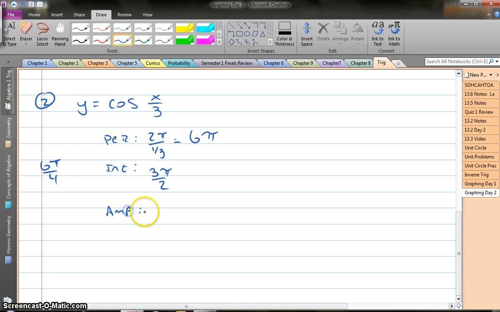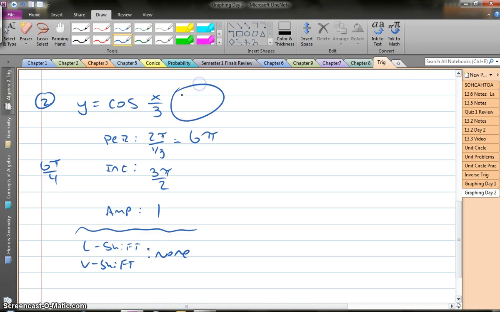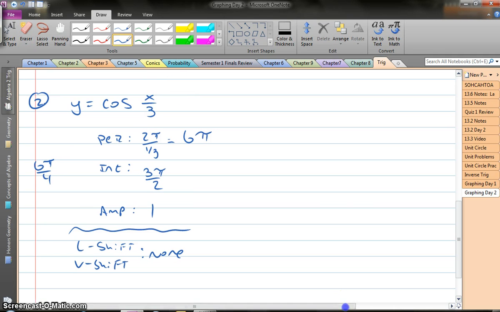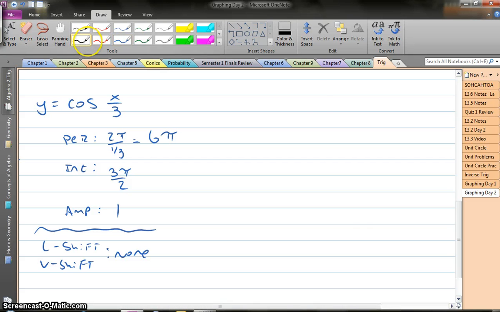My amplitude is just 1, and my lateral shift and vertical shift, I keep saying horizontal, vertical shift is none. Again, I have no number back here and no number in front. So there's no number in here, and there's no number in back. So no shifts. Now, again, I did this on purpose because I really want us to get this period and interval thing down pat, because it's kind of changing the way we think about these graphs.